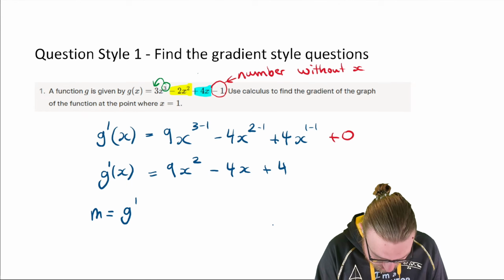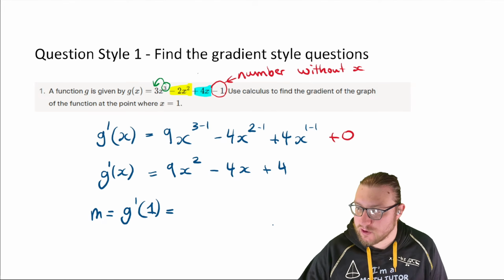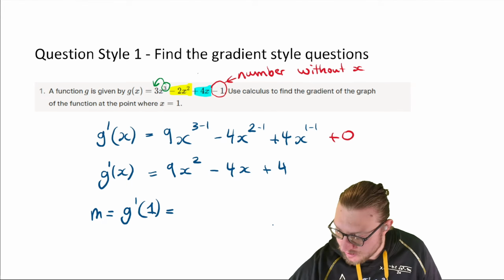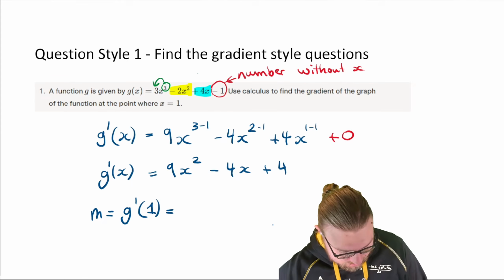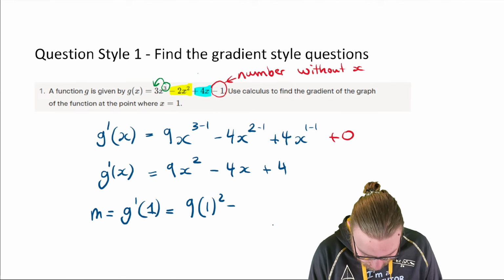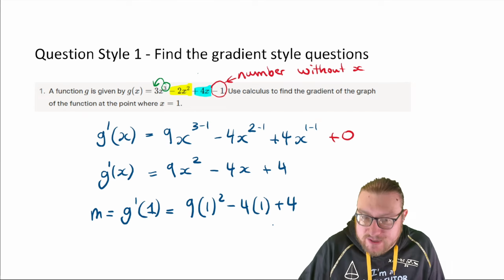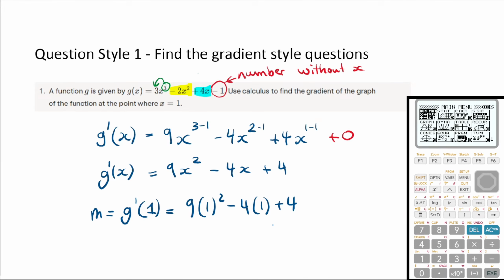So we're going to have g prime evaluated when x is 1. That means we're just going to replace the x with a 1 for each of those parts. So let's do that over here. Okay, so we're going to go 9 times 1 squared minus 4 times 1 plus 4. And you guys have a calculator in the exam, so if you're not sure, you don't have to solve anything in your head. We're just going to plug exactly that into the calculator.